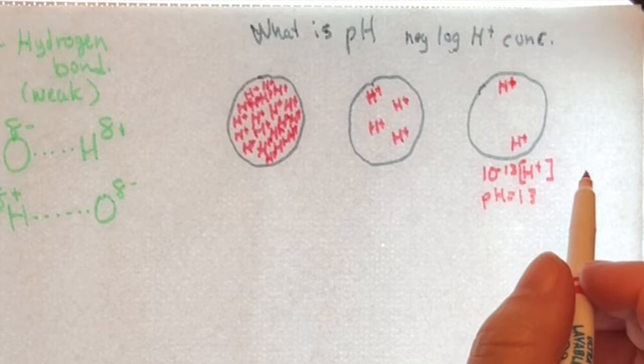Now, the reality is, of course, the way that you've been taught pH in the past is probably the idea that when you have something with a pH of 13 or very high, like 14 is as high as it can possibly go, this number can actually go.